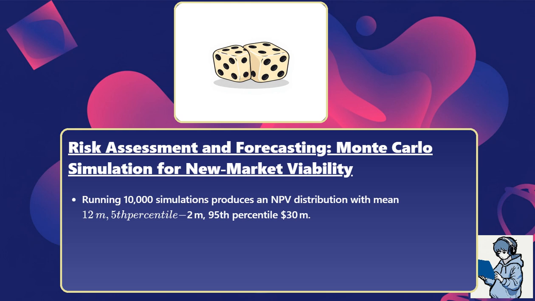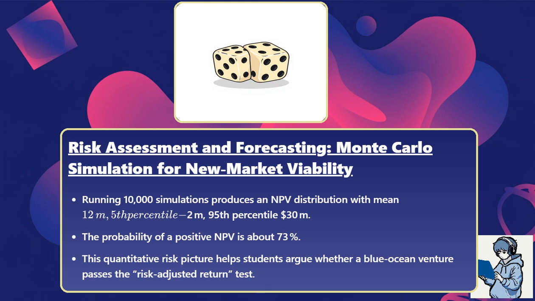Running 10,000 simulations produces a net present value distribution with a mean of $12 million, 5th percentile negative $2 million, and 95th percentile $30 million. The probability of a positive net present value is about 73%. This quantitative risk picture helps students argue whether a blue ocean venture passes the risk-adjusted return test.